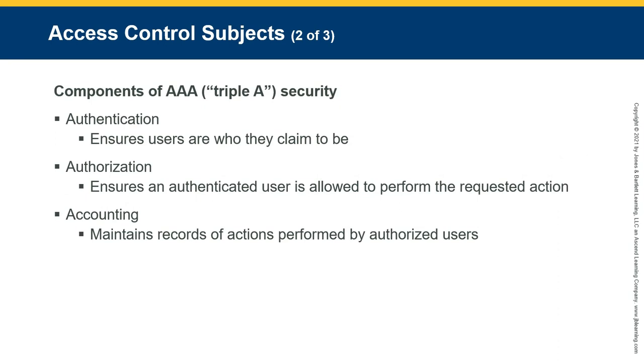Components of the AAA security. Authentication ensures users are who they claim to be. Authorization ensures an authenticated user is allowed to perform the requested action. And accounting maintains records of actions performed by authorized users. So these are the three areas that we're going to be evaluating and making sure that everything's there. We want to make sure the users are who they are, they got in with their correct credentials, and we're maintaining where they're going.